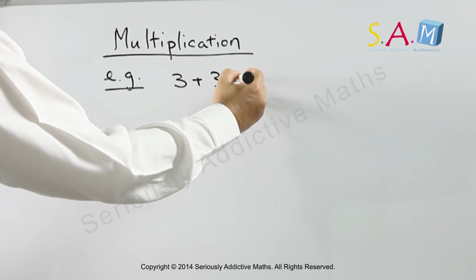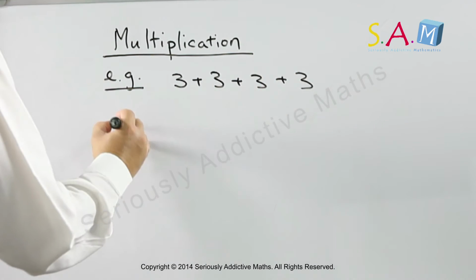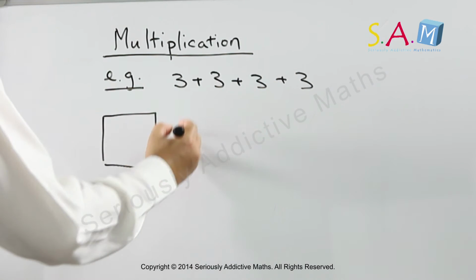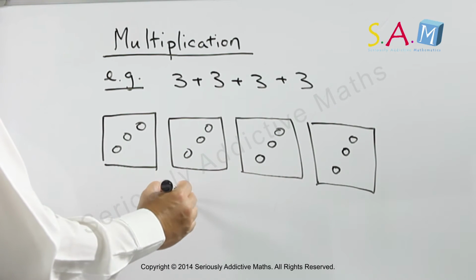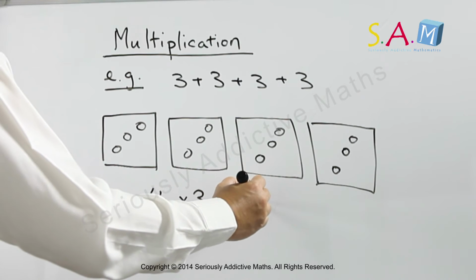Plus 3 plus 3 plus 3, I have here 4 groups of 3. This is also known as 4 times 3, and I get 12.